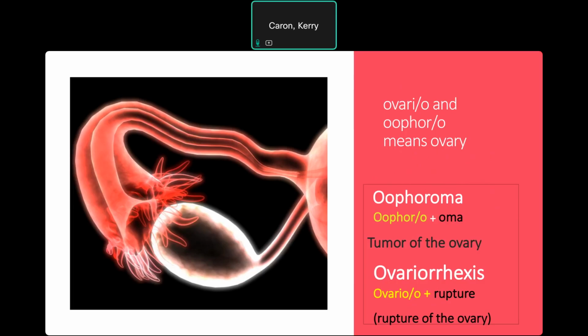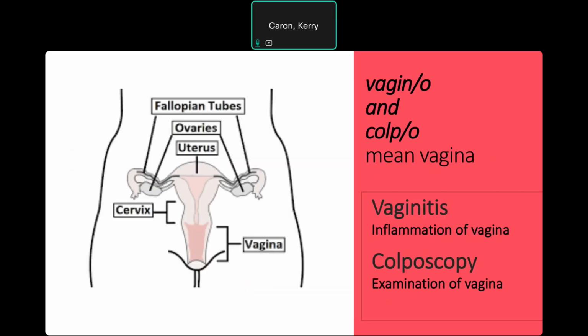Ovario and oophorio both mean ovary. So an oophoroma would be a tumor of the ovary, and ovariorrhexis would be rupture of the ovary. Vaginal and colpo mean vagina. Now, 9 out of 10 times, if we are using colpo, it has to do with colposcope, the instrument, or colposcopy, the process of examining. But most of the time it will be vaginal.